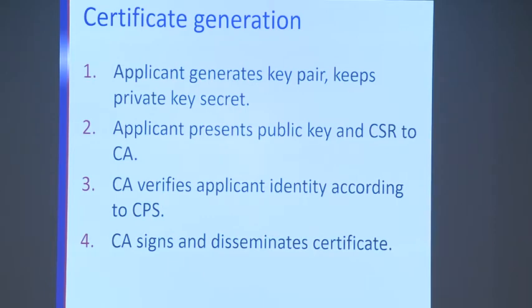As we begin generating your certificate, the applicant's going to generate a key pair, keeping the private key secret. The applicant presents the public key in the CSR, then passes it up to the certificate authority. So this is the certificate request that we've got going up. The CA verifies the identity of the applicant according to its standards. It's going to go ahead and then sign your certificate, disseminate your certificate, and say, here you go. Here's your public and private key pair now from our certificate.